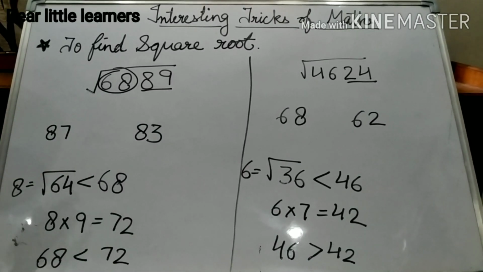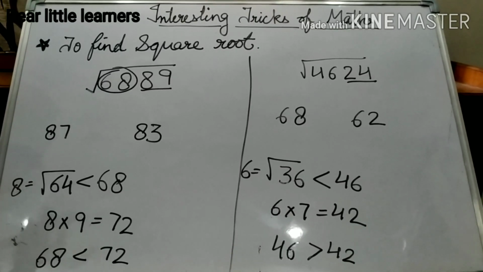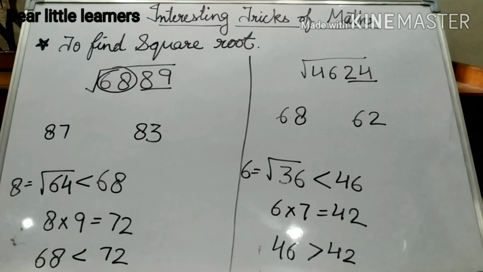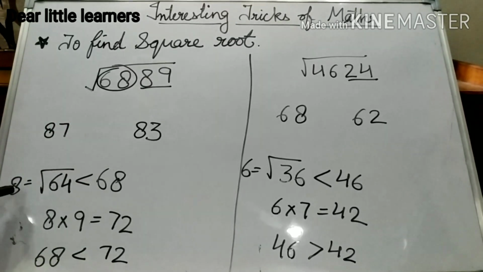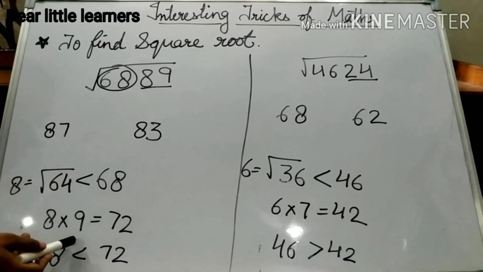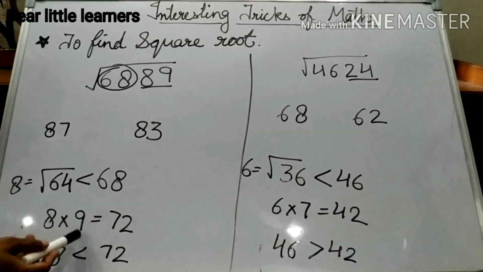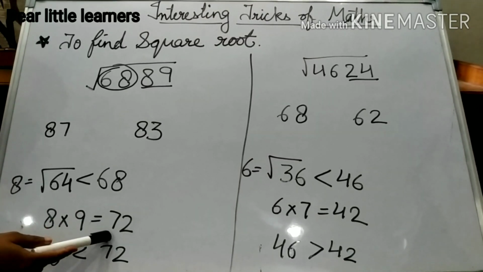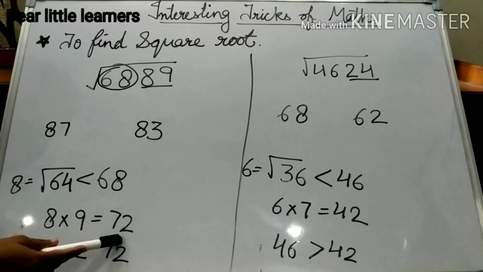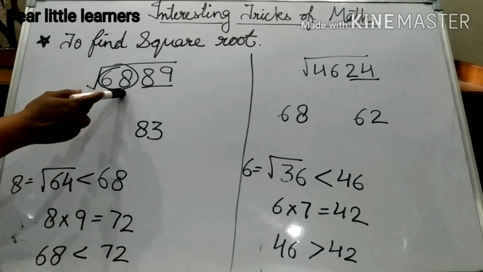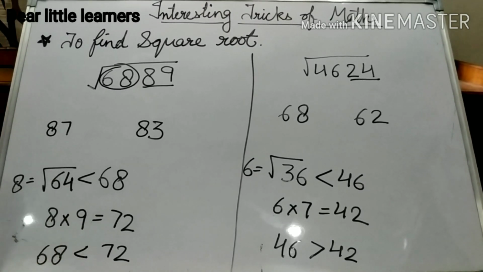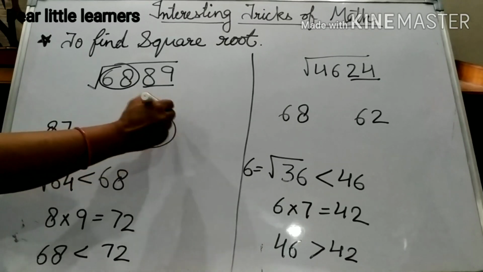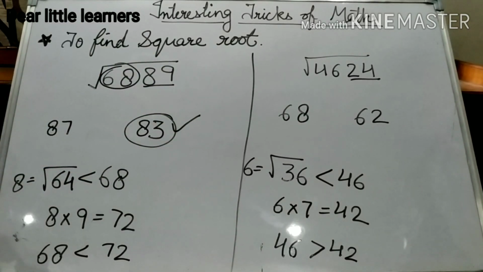We have to find out which one is the answer, and that I will tell you now. After writing 8 here, now we have to multiply this 8 by its next number. So we will multiply 8 by 9, that is 72. Now we have to check, children, that this 68 is smaller than 72. Yes, of course, this 68 is smaller than 72. That means the smaller one is the correct answer.